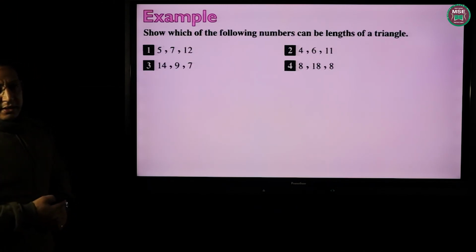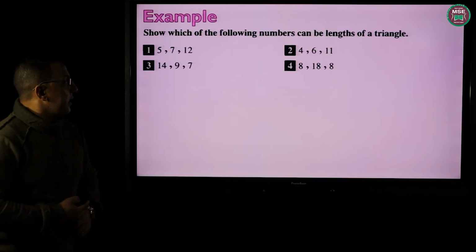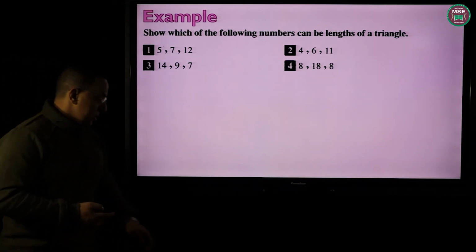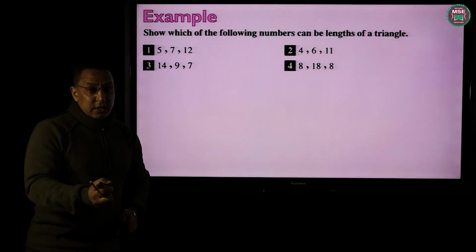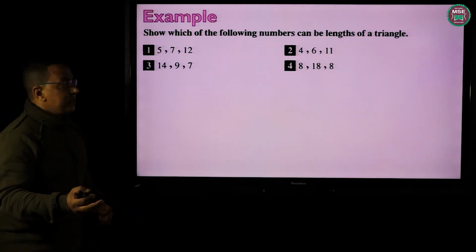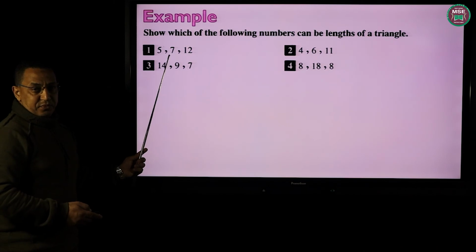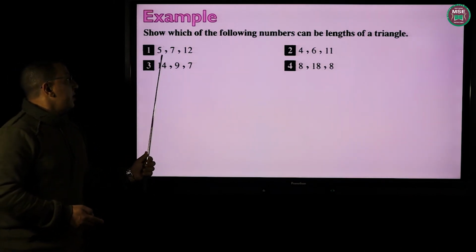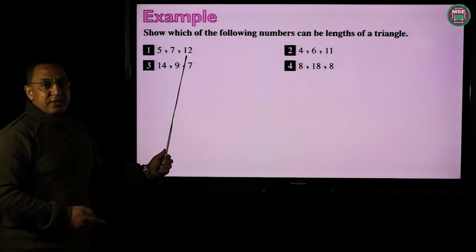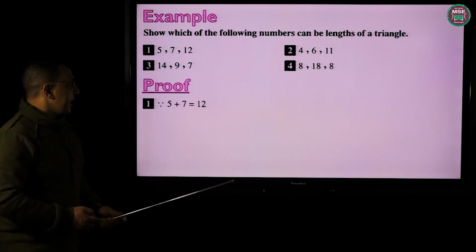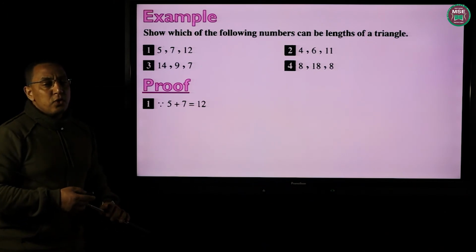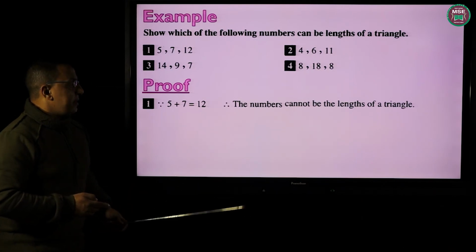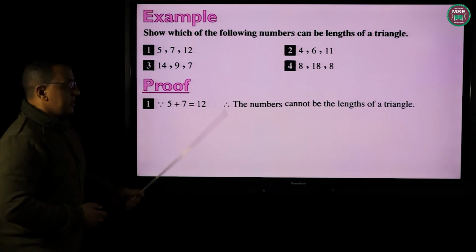Here in this question, show which of the following groups can be lengths of a triangle. Number 1, it's a very easy question. I'm going to choose the two smaller sides, 5 and 7. 5 and 7 are 12. The sum of them is 12, so the sum equals the third side. So the first one is not verified to be sides of a triangle. The numbers can't be lengths of a triangle because 5 plus 7 equals 12.